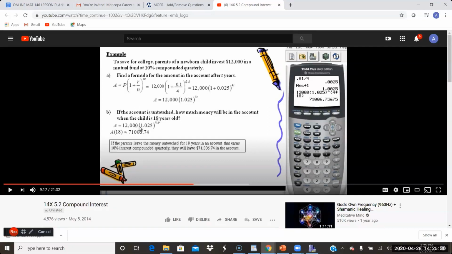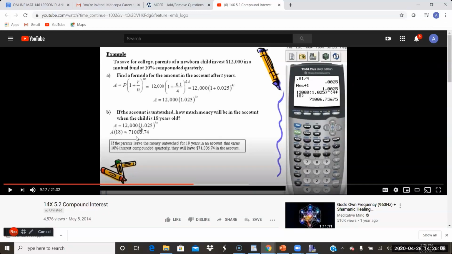Here they're telling us time is 18. So we put the 18 where the T is, years, right? And then you just put that in and calculate it. And then you solve for your A, which would be if you started with $12,000 and you were compounding 4 times a year at 10% interest, which by the way is a great deal, actually. At the end of 18 years, when your child is ready to go to college, you're going to have $71,000 at the end of those 18 years. Okay, so that's how this goes.